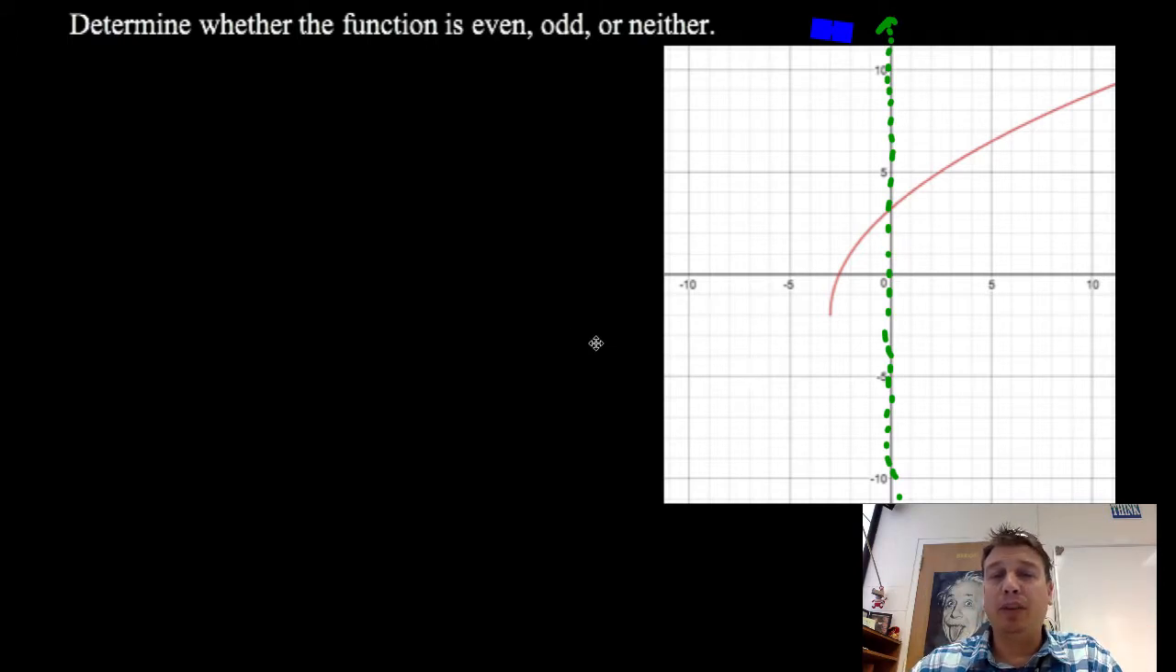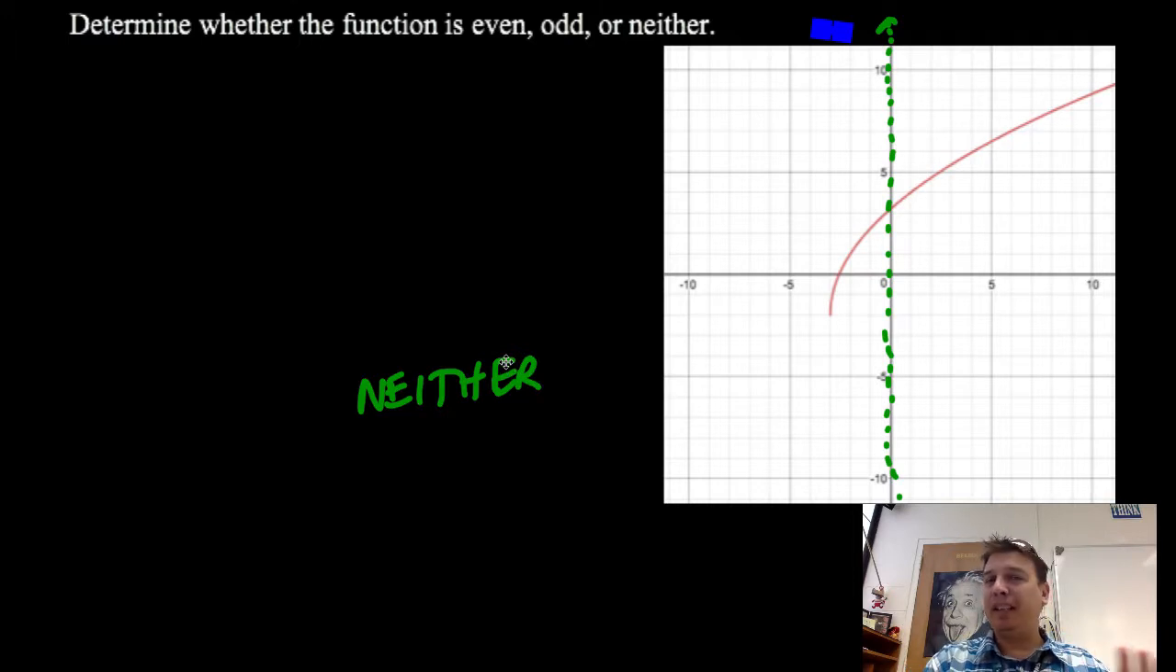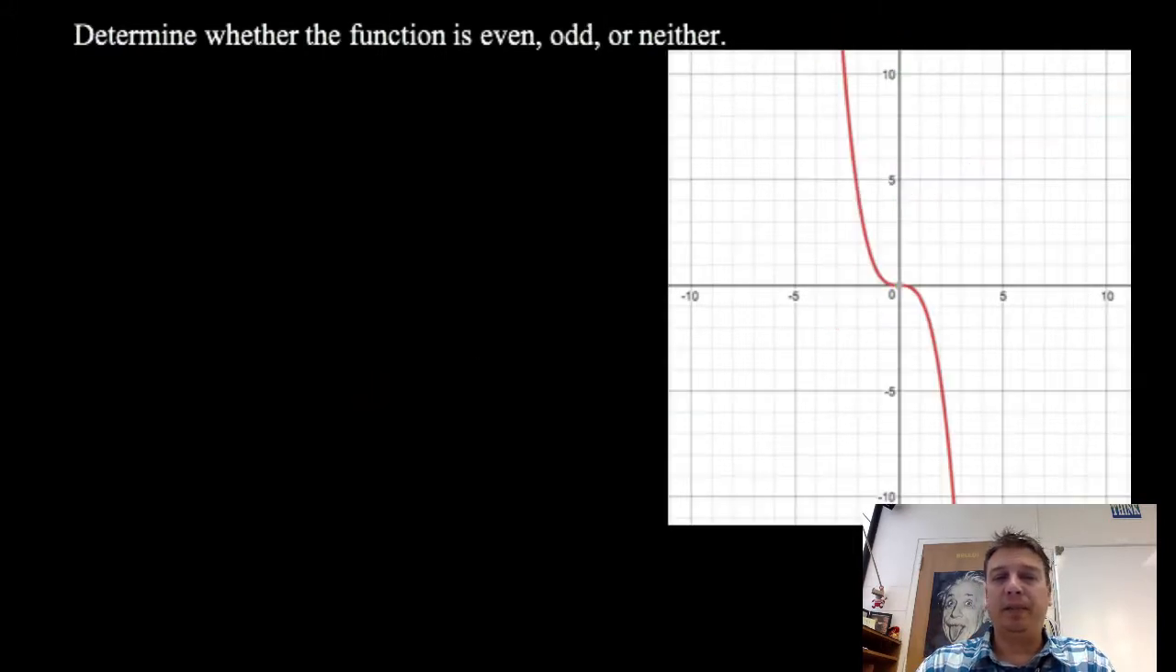So when we determine if this one's even, odd, or neither, it's neither, because it doesn't meet the two requirements. It's not like a number where the number is either even or odd. When dealing with graphs, even has its own qualifications, odd has its own qualifications. If it doesn't meet either one of those, it's neither. Let's take a look at the next one.